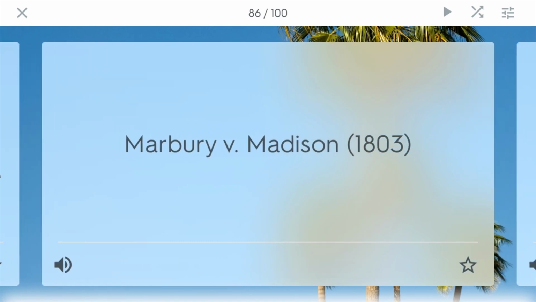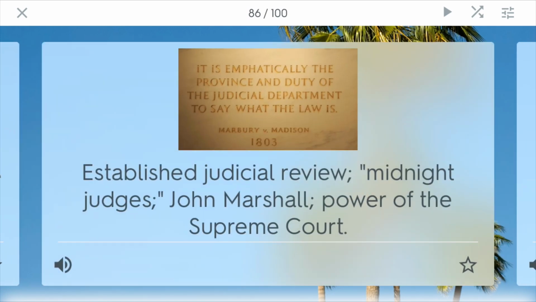In Marbury versus Madison, 1803, so now we're going to Supreme Court cases, this established judicial review, and this was the case of the Midnight Justices, where John Adams decided to appoint judges since he was leaving office to keep his party, the Federalists, in power. And John Marshall, the Chief Justice, asserted the power of the Supreme Court by ruling this was not allowed, even though he was a Federalist as well.